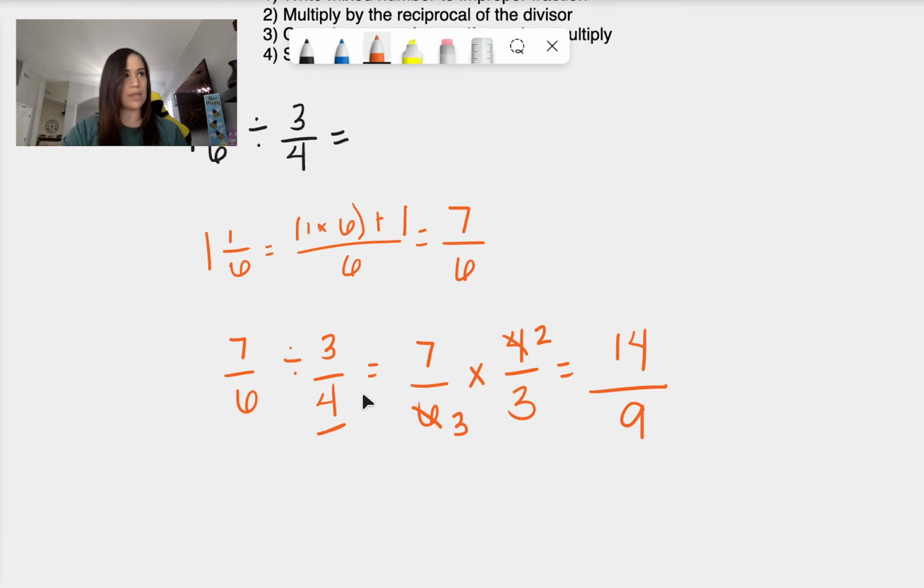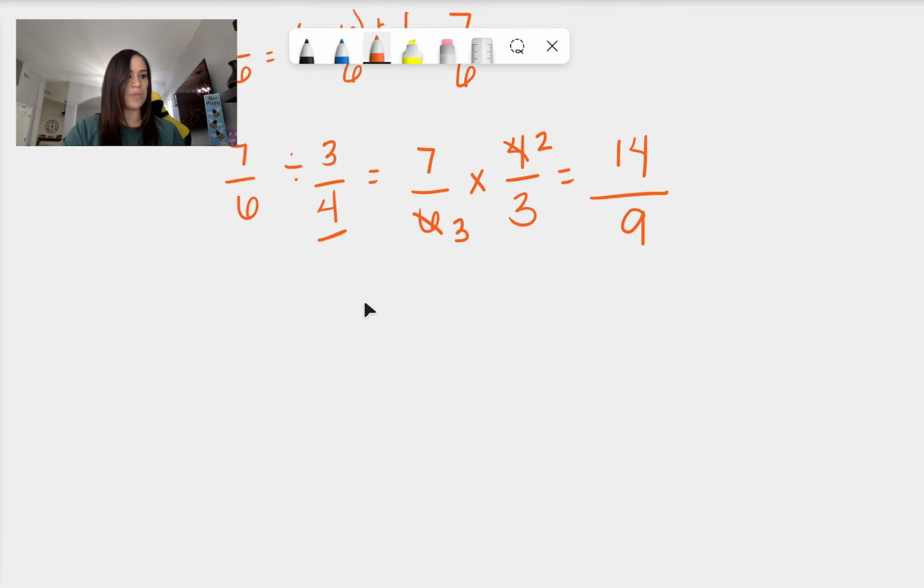So again, let me give myself just a little bit more space here. So how do we make our improper fraction back into a mixed number? Well, we are going to take our 14 divided by 9. And 9 is going to go in at least one time. 9 times 1 is 9. We subtract that down, and 14 minus 9 is 5. And that's going to be our remainder.